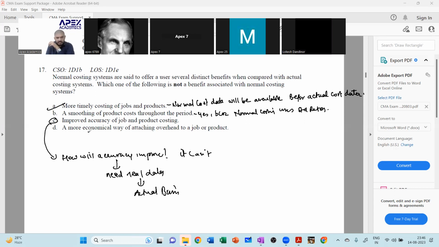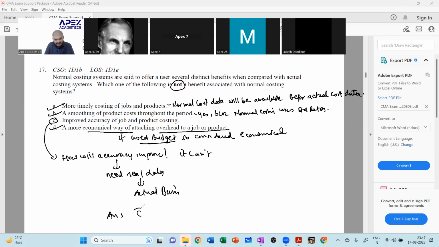A more economical way of attaching overhead to a job or product. Yes. Why is it more economical? Because it uses a budget. It is considered economical because it uses a budget. That's about it. So what is your answer over here? This is correct, and this is correct. They are asking you which is not correct. So your answer is C. C is not a benefit, but A, B, and D are benefits.